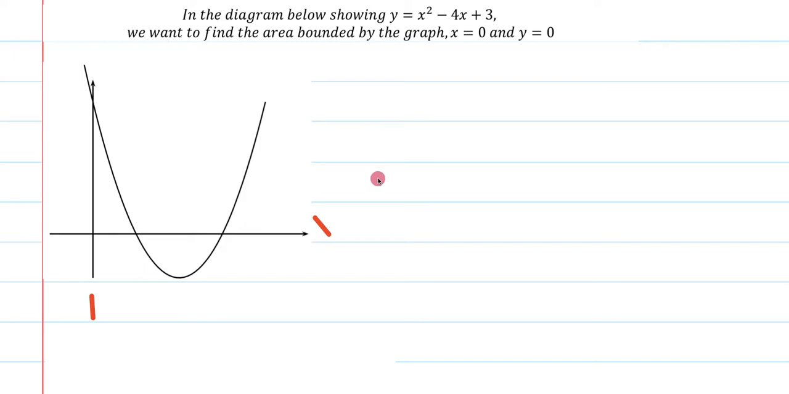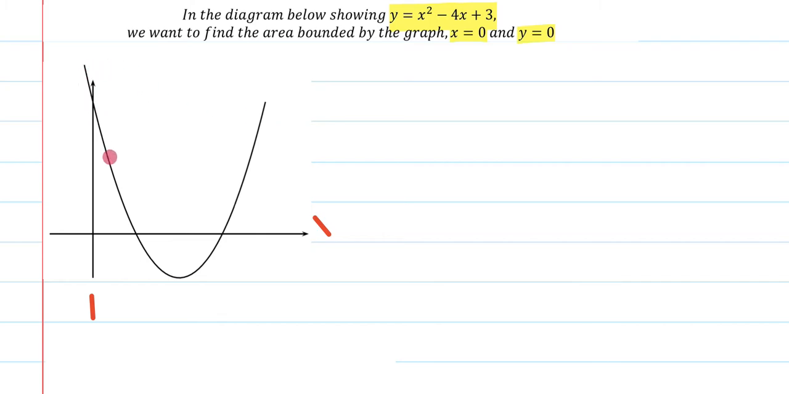In this lesson, we're going to be learning about signed area. So let's begin with an example and you'll see what this means. We're being told that in the diagram below showing y equals x squared minus 4x plus 3, we want to find the area bounded by the graph, x equals 0 and y equals 0.